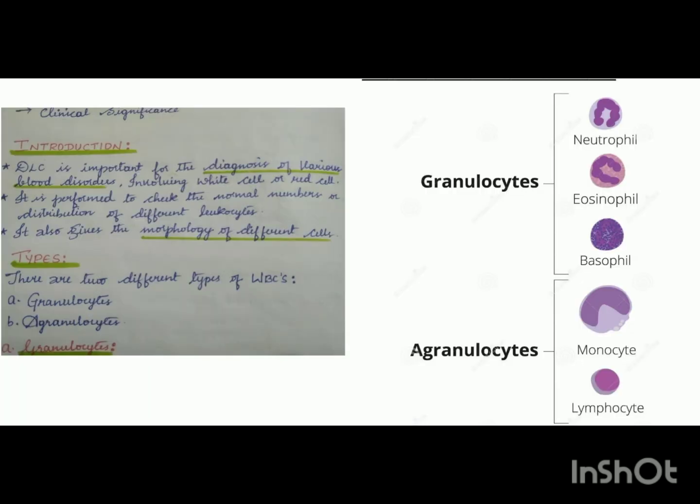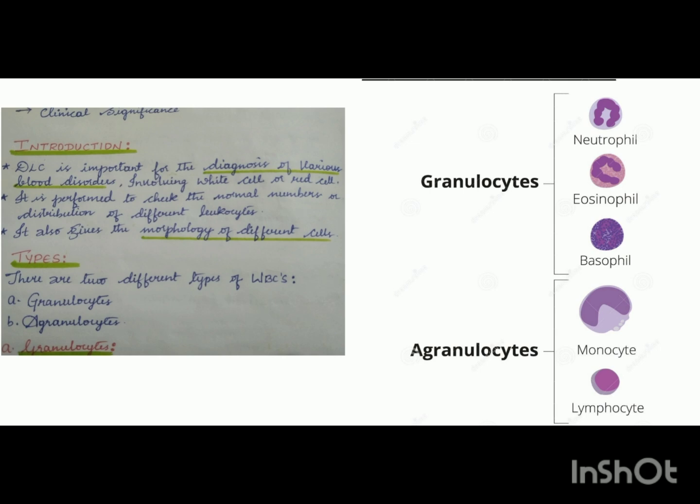Let's go through introduction. What is DLC? DLC is nothing but differential leukocyte count. It is important to diagnose the blood-related disorders like white cells or red cells. It is performed to check the normal numbers or distribution of different leukocytes. It also gives the morphology of different cells. Morphology is nothing but shape, size of the cell.